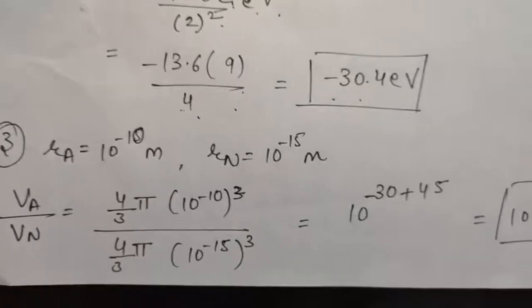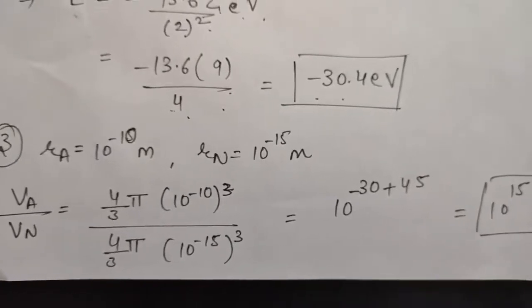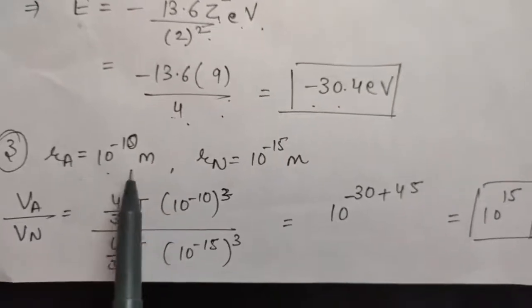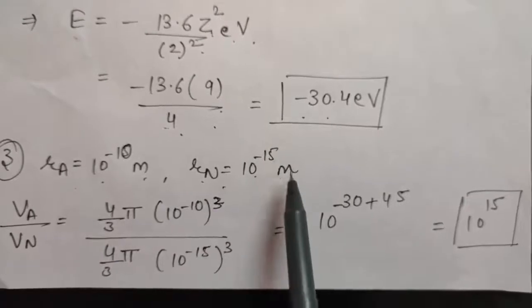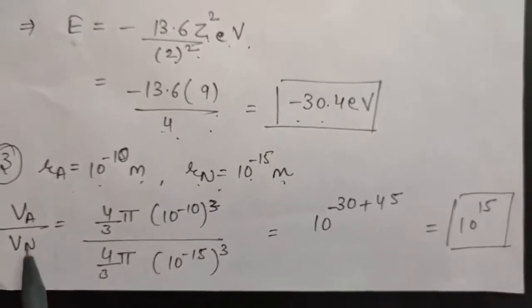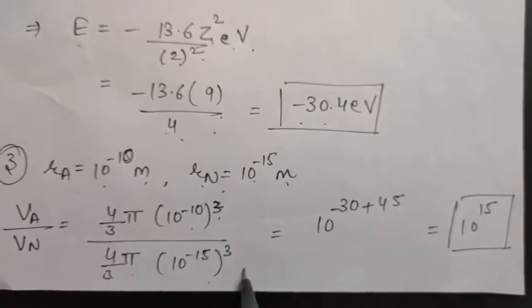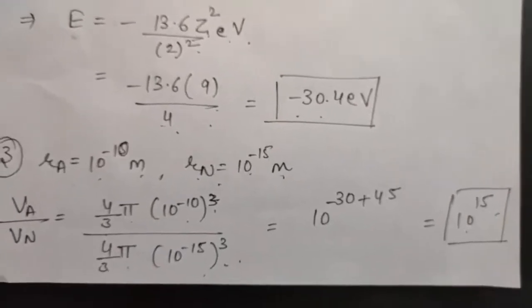In question number 3, you have to calculate the ratio of volume of atom to the volume of nucleus. So as you know, radius of atom is 10 to the power minus 10 meters and radius of nucleus is about 10 to the power minus 15 meters. So just calculate volume, that is 4 by 3 pi r cube upon 4 by 3 pi r cube. Solve it, the answer will come to be 10 to the power 15.